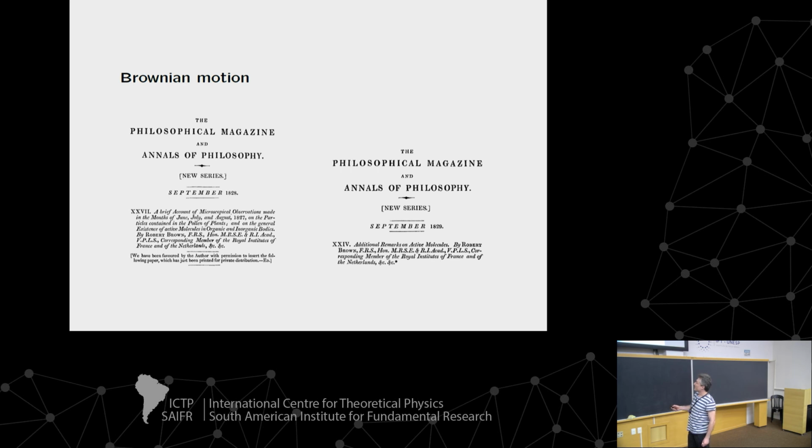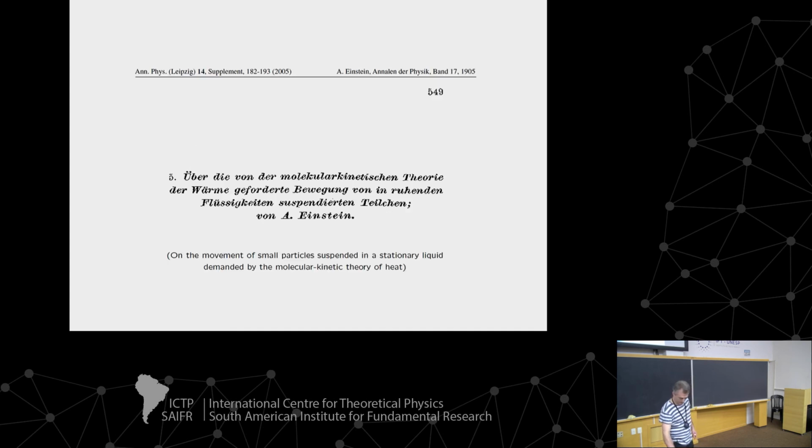Down, and as said, he called this active molecules. And nowadays, we're not saying this is active molecules, this is passive Brownian motion. And I also realized, actually, I forgot to tell you which paper of Einstein I have been talking about, and it's this one. I'll put it up here.